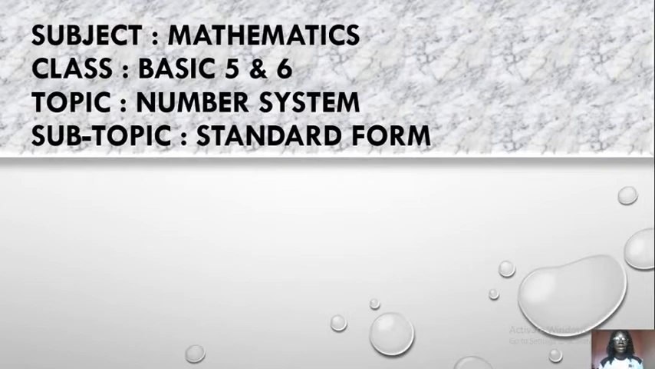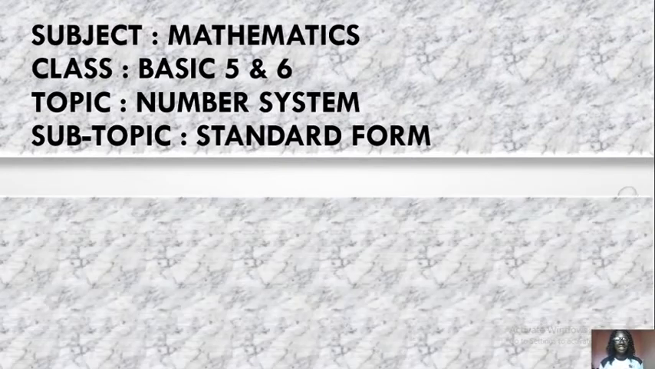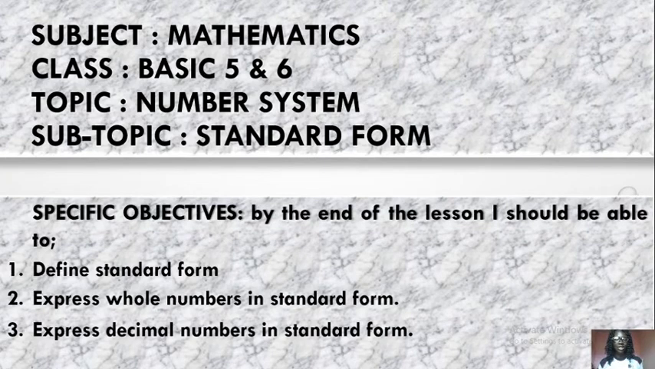Okay, so quickly, our specific objective for this class is, by the end of the lesson, you should be able to define standard form. We're going to express whole numbers in standard form, and also express decimal numbers in standard form. So I believe this topic is just a revision topic for you. I believe you know it, and I believe you understood what standard form is all about, and you'll be making use of standard form. But still, I try to sit down and finish the video. I believe you're going to pick one or two things before the end of the class.